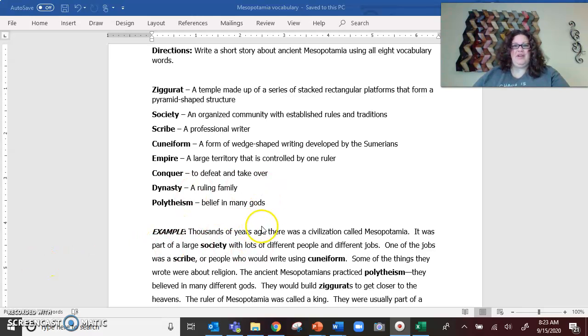Here is the Word document. I'm going to go over it with you so that you know how to say and pronounce each of these words. Okay, if you need to watch this video again, please do, and then spend a lot of time on Quizlet before you write your story.